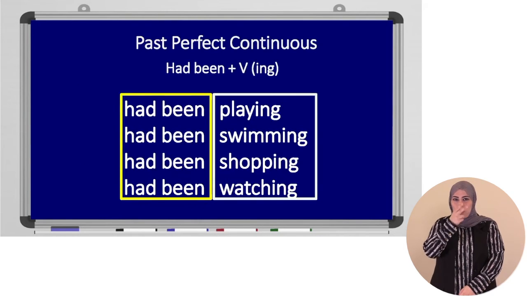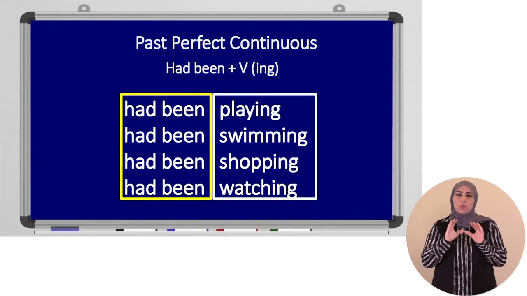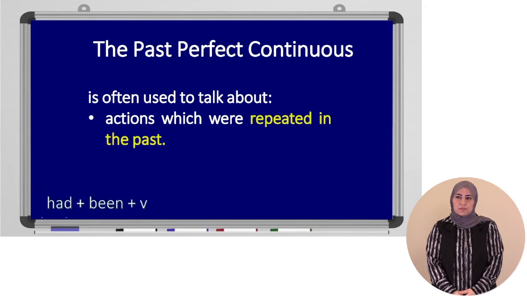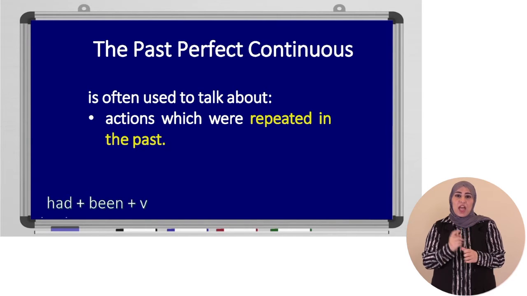How do I use the past perfect continuous? Very easy, by adding had been and the verb in the ing form. I had been playing, they had been swimming, they had been shopping, she had been watching. Very easy. Now, we also use the past perfect continuous to talk about actions which are repeated in the past, or which were repeated in the past, and we form them by adding had been plus verb in ing.